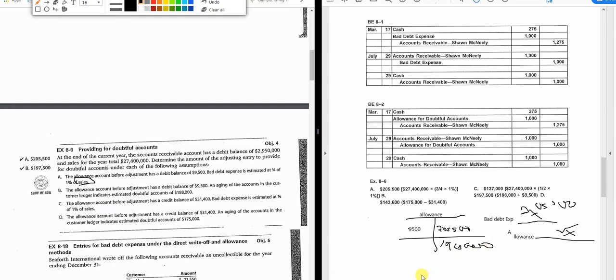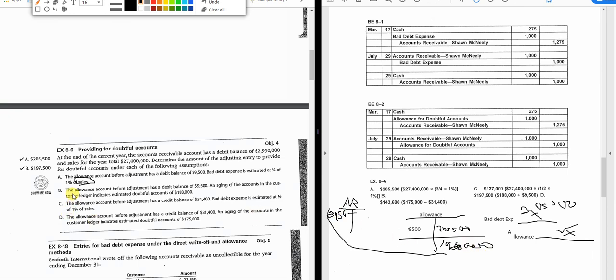Okay, if I wanted to know what is the net realizable value of my accounts receivable, I'd look at my accounts receivable. Gee, it would have been nice if I would have kept that up there. And my accounts receivable has a debit balance of $2,950,000. And my allowance has $196,000 in it. That's just a great 6, isn't it? Okay, and so my net realizable value is the $2,950,000 minus the $196,000. That's my net realizable value.